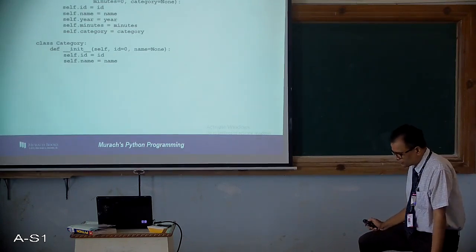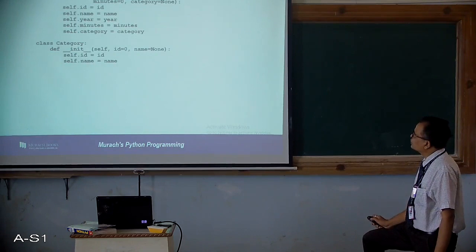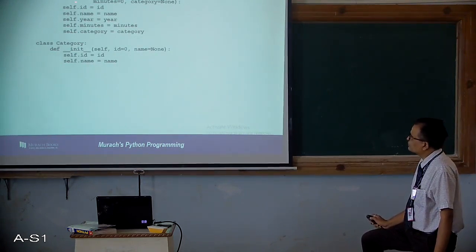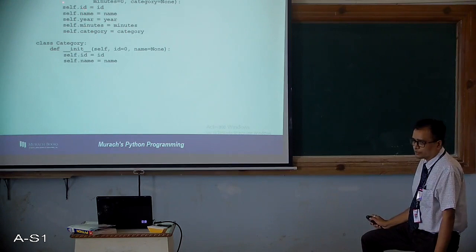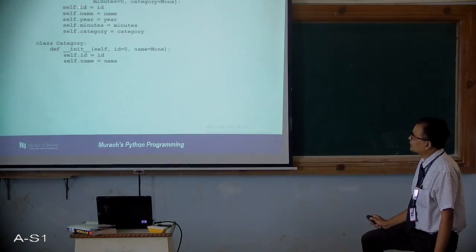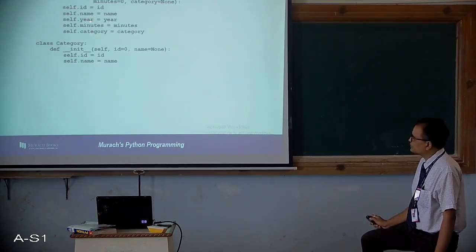what I have told in the first class today, that you create a class and name each and every attribute: self ID, name, year, minutes and category. So you have all these attributes. I hope you remember I have told that you can relate the data members of the class with the column names of the database, isn't it? So the same thing has been done here, and then we have got the category class.